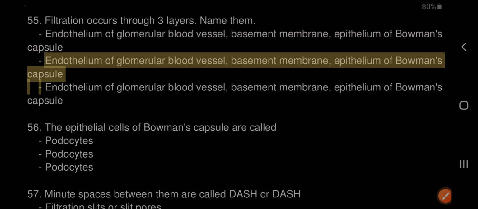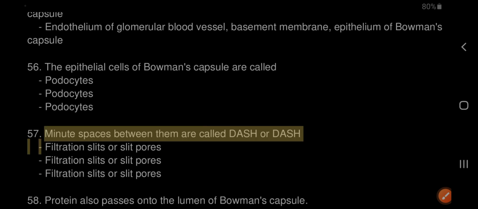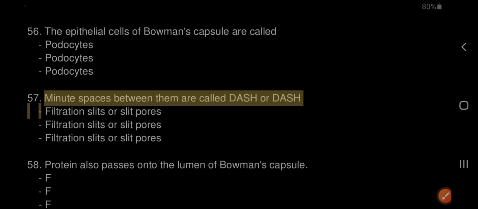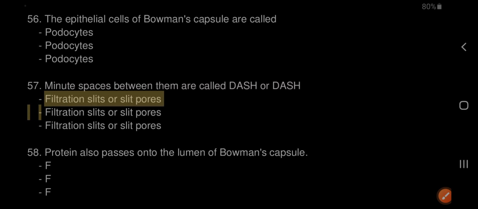56. The epithelial cells of Bowman's capsule are called podocytes. 57. Minute spaces between them are called filtration slits or slit pores.